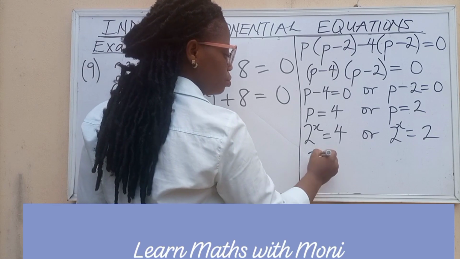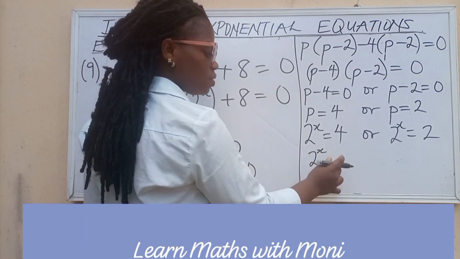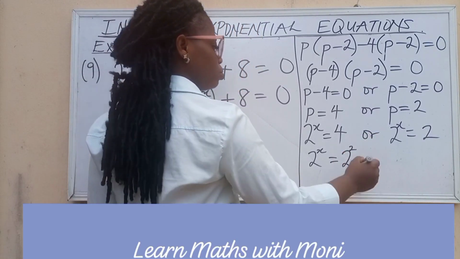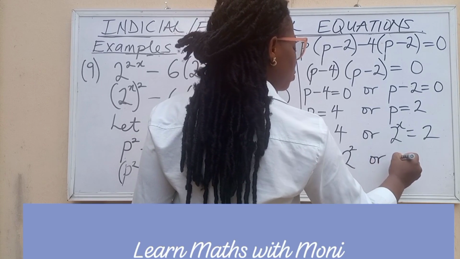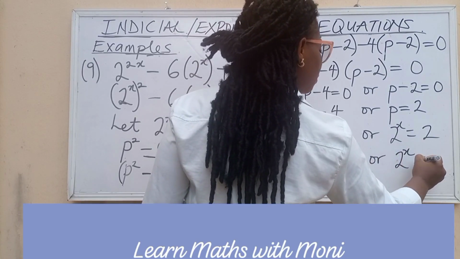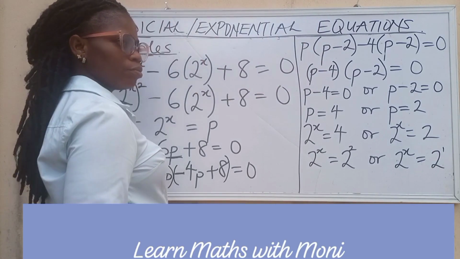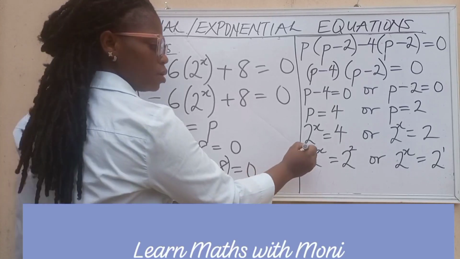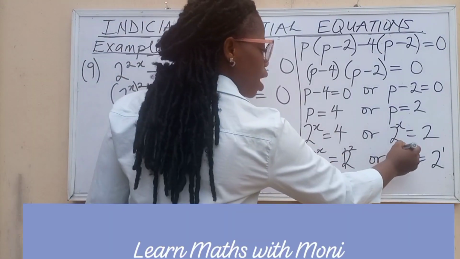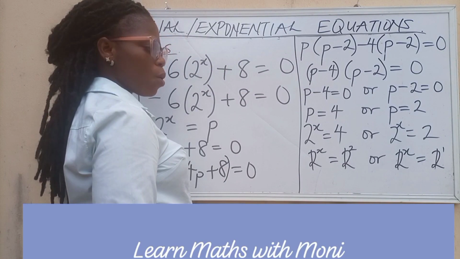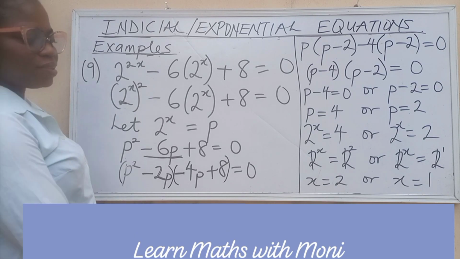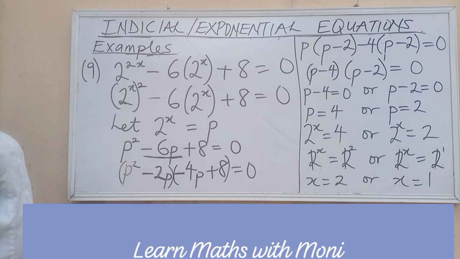Making 4 as powers of 2, we have 2 raised to power x is equals to 2 raised to power 2 or 2 raised to power x is equals to 2 raised to power 1. Remember, when the bases are equal, we can equate the powers. Now we have 2 here and here. So we can equate the power. That means x is equals to 2 or x is equals to 1. So this is the x that is desired.